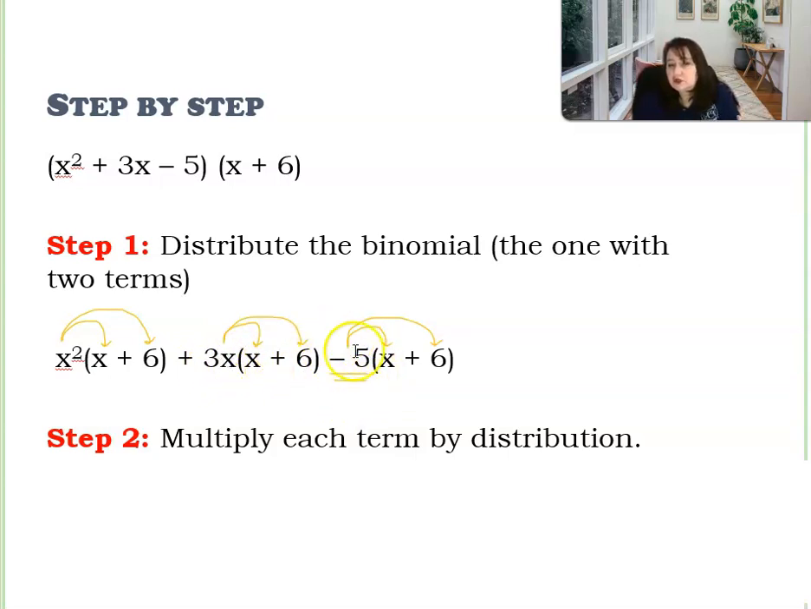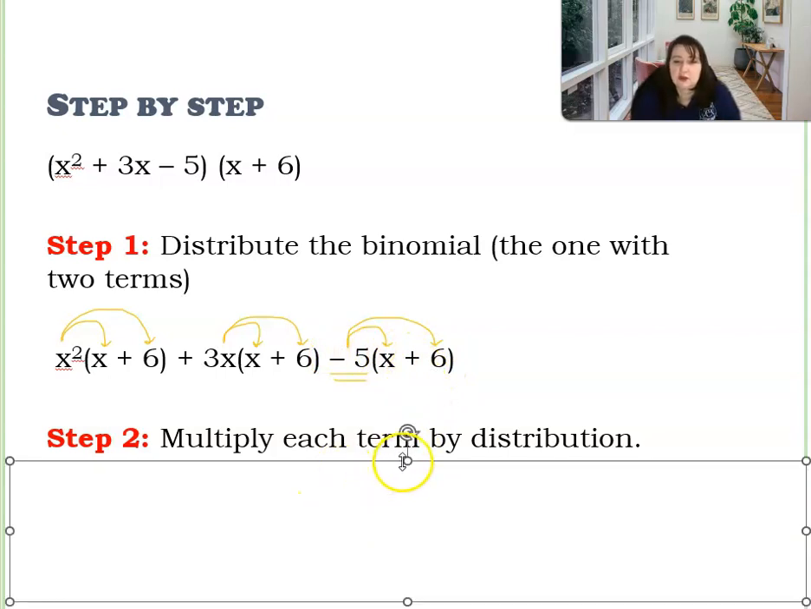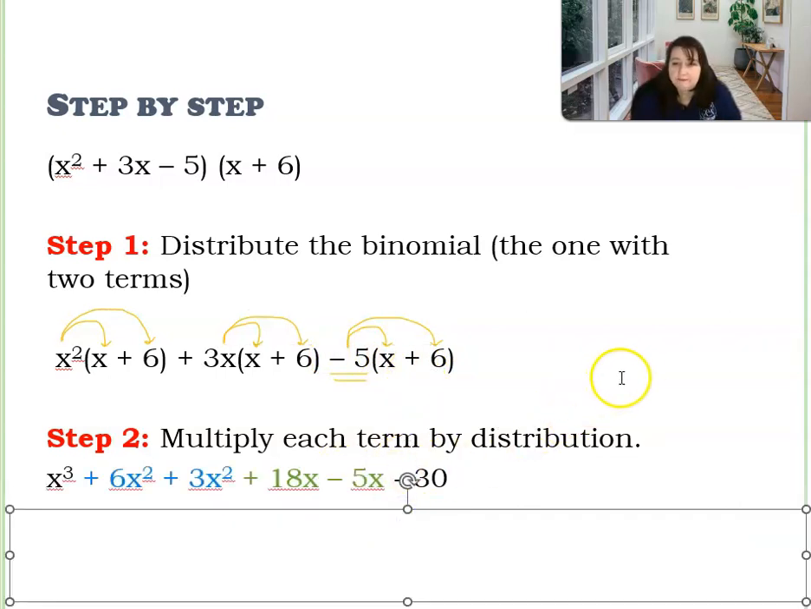This is where it gets a little tricky. Make sure you bring that sign, that -5, all the way through. So continue to tell yourself it's -5 times x and plus -5 times 6. So I'm going to end up with a -30 on that last one. So make sure you do that. This is kind of what it is. We're going to do it again.